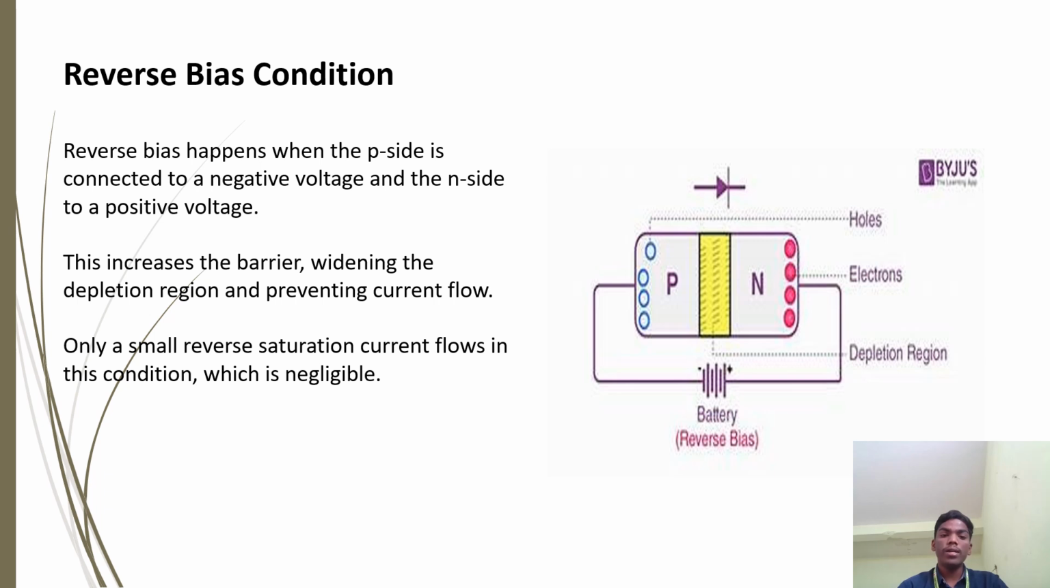It increases the barrier, widening the depletion region and preventing current flow. Only a small current will flow. That is due to the minority charge carriers in the P-type material and the minority charge electrons in the N-type. These get neutralized and cause a small amount of current flow, but that won't flow as a significant current in the circuit. That is also known as reverse saturation current. We will see it in the next slide.